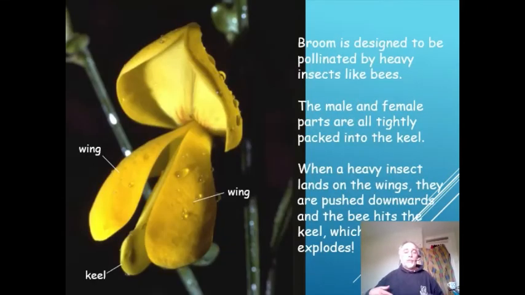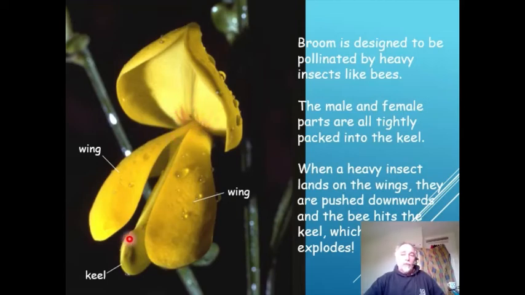Now this is perhaps my favorite type of flower. This is what we'd call a snapdragon. In particular, this one we call broom here in Scotland. Now, it's designed to be pollinated by heavy insects like bees. The male and female parts of the plant are contained here inside the keel. This is a keel, and you'll see that these petals form what we call wings. Okay, and this bit here, this hood, is designed to attract the larger insect, the bee.